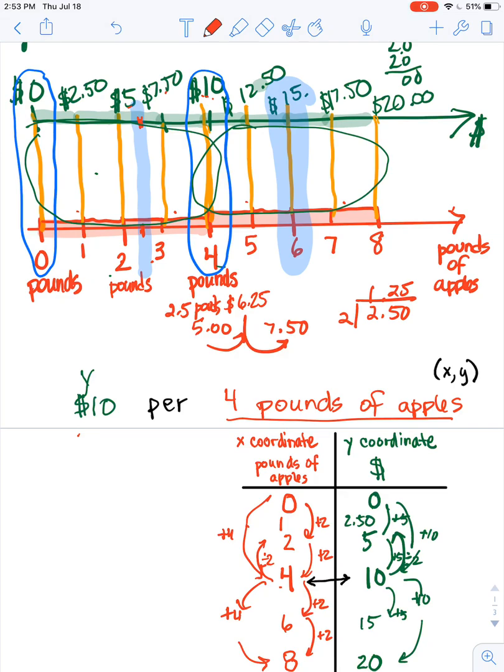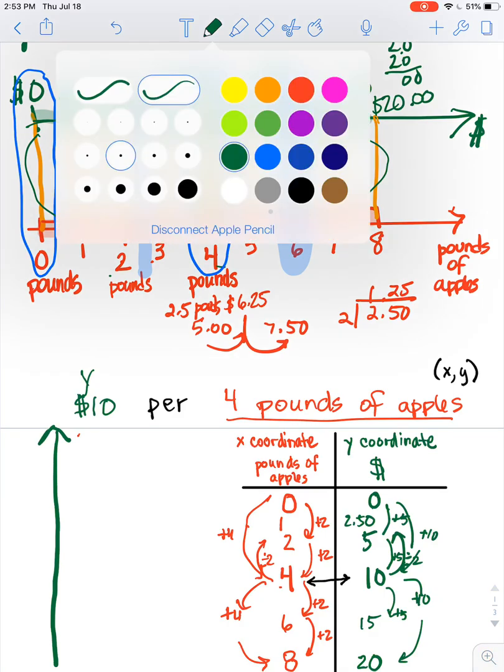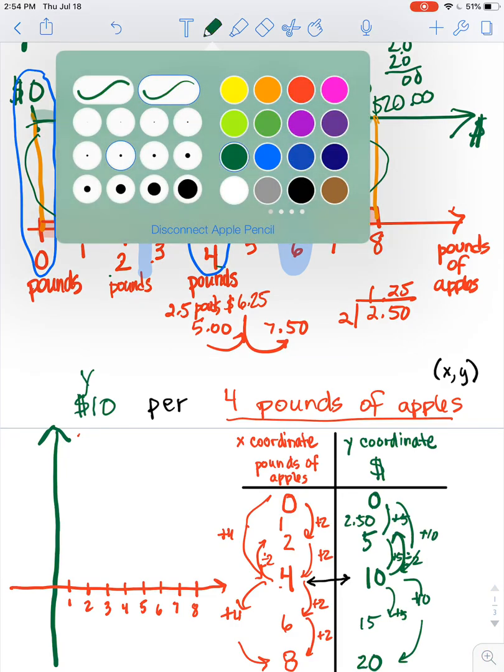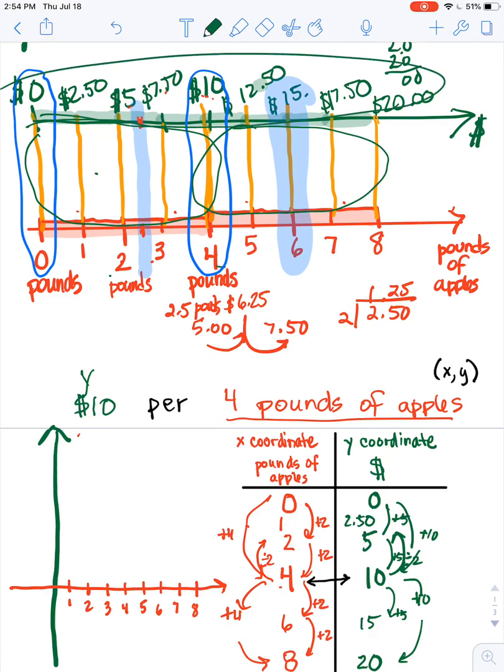So you can make a table, and you guessed it, hopefully. In the end, we are going to put these on a graph. So down at the bottom, we can do our pounds. So 1 pound, 2 pounds, 3, 4, 5, 6, 7, 8. And then on the side, remember we can do a different scale, just like we did on top.